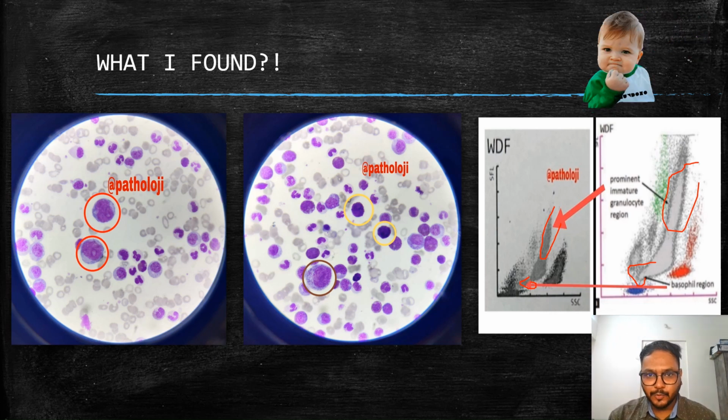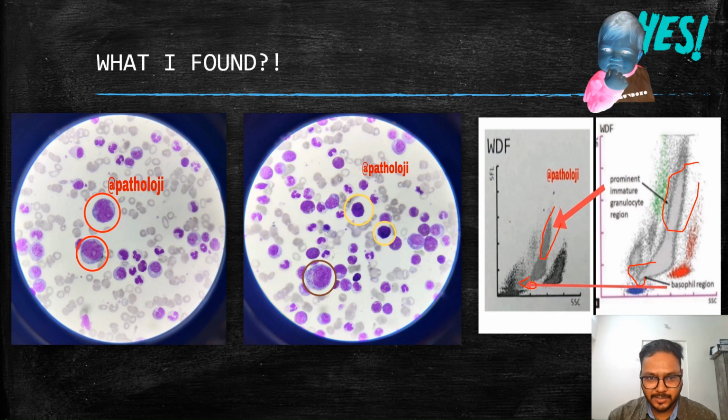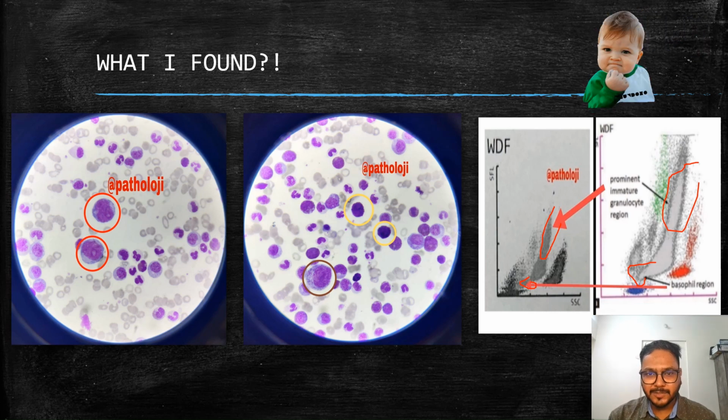So this proves that while you are seeing the smear, you do not just see the smear, you see the graphs as well, scattergram, histogram. It will give you a bit of assurance, a bit of confidence that whatever you're reporting or seeing is matching, whatever is there in your head is matching whatever you're seeing on the smear also.